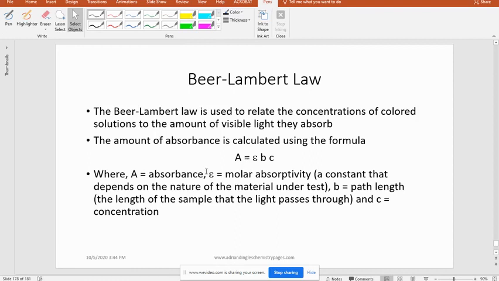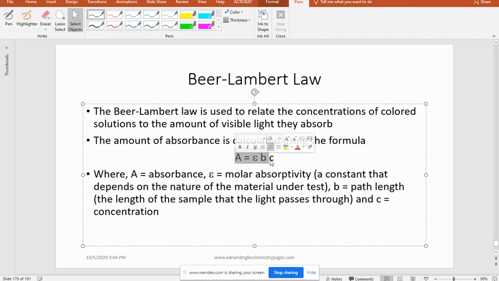A is absorbency. This is the molar absorbency. It is a constant. They would have to give you that in order for you to be able to solve this. You would not have to memorize those. And then the path length that it goes through, and then the concentration. So if we know all of these things, we can actually figure out the concentration of our material that we're working with. And so that's where the Beer-Lambert law comes into play, is that it's going to allow us to see or calculate what concentration of solution we're dealing with.